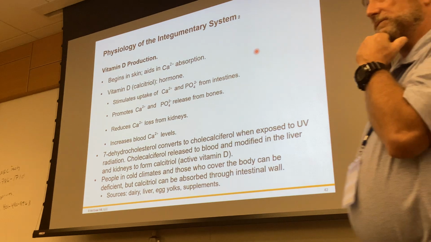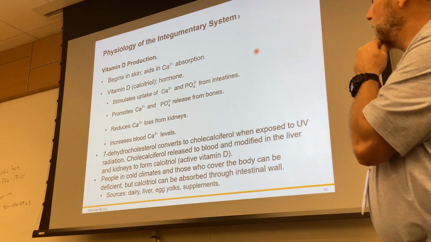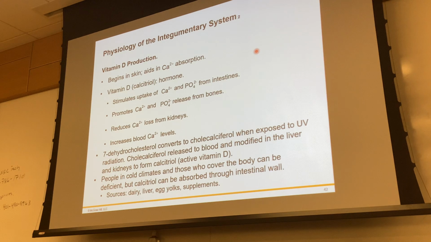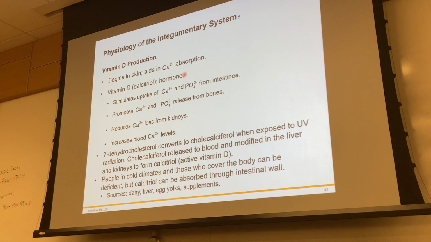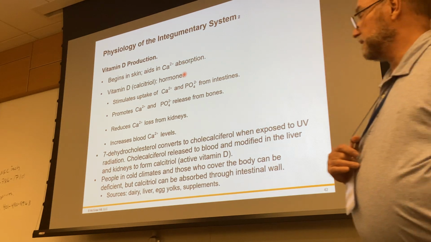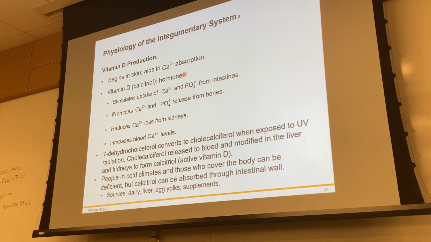So vitamin D production. Vitamin D is important, and another word for vitamin D is calcitriol. Calcitriol is a hormone that can get produced in a number of different places. It can be produced by the skin or by the intestines, from your diet. So you can take medication, pills and things like that, for vitamin D. You can also get it through other products in your digestive system, in your diet.